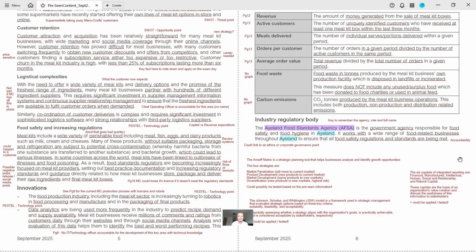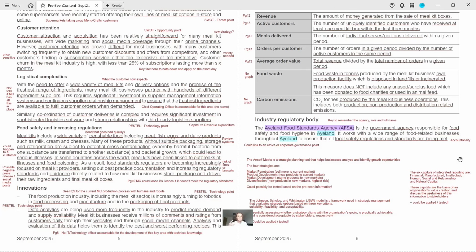But you never know on the exam day, there could be a hygiene or a safety issue. It works with a wide range of food-related businesses throughout Ayland to ensure that all food safety regulations and standards are being met. So I've got down there accountability, could link to a sort of ethics or corporate governance point of view. Definitely a thing I'd be getting down in my notes to have ready to apply on the exam day.